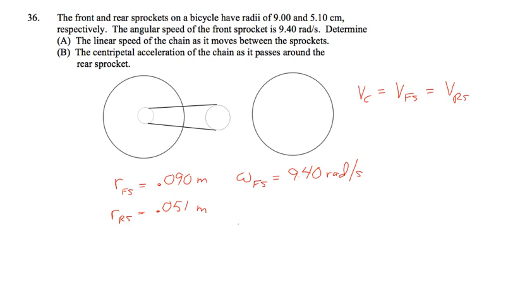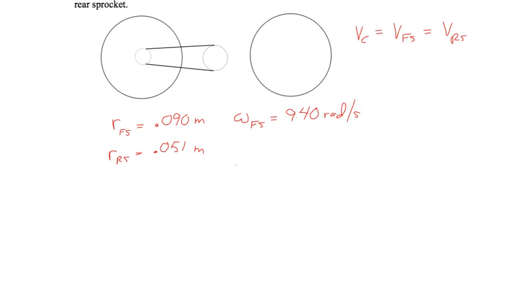So you can see here that I have the radius and the angular velocity for the front sprocket. I can use these two numbers to get the velocity of the front sprocket, and then I'll have the answer for the velocity of the chain. So the velocity of the front sprocket is going to equal the radius of the front sprocket times the angular velocity of the front sprocket.